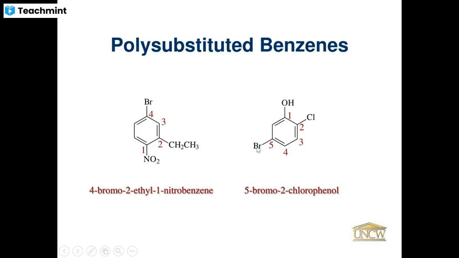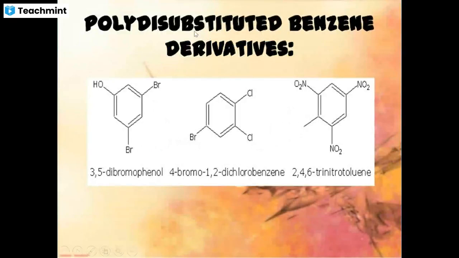In this case, bromine comes first in alphabetical order, then chlorine. Just use hyphenated numbers: 5-bromo-2-chlorophenol. This is the name of this compound. Here you can see another one. In this one an OH group is present on the benzene ring, so definitely it is a phenol. This is the parent compound.